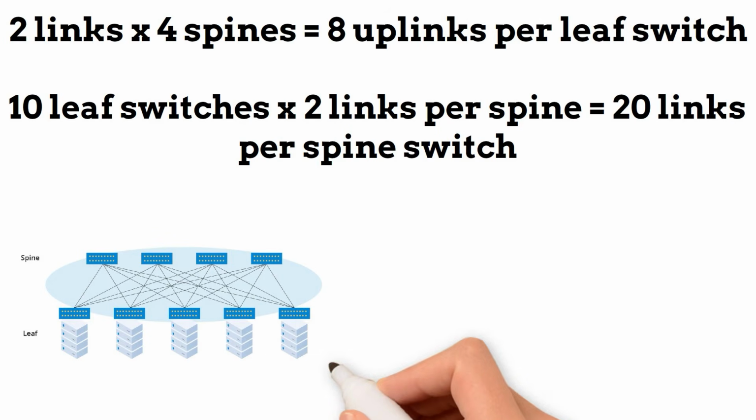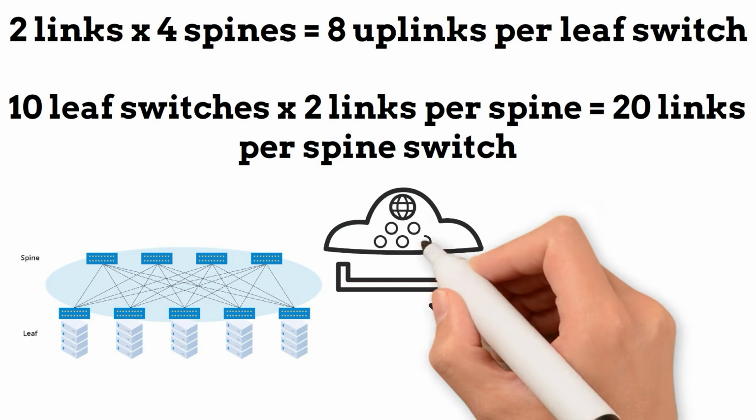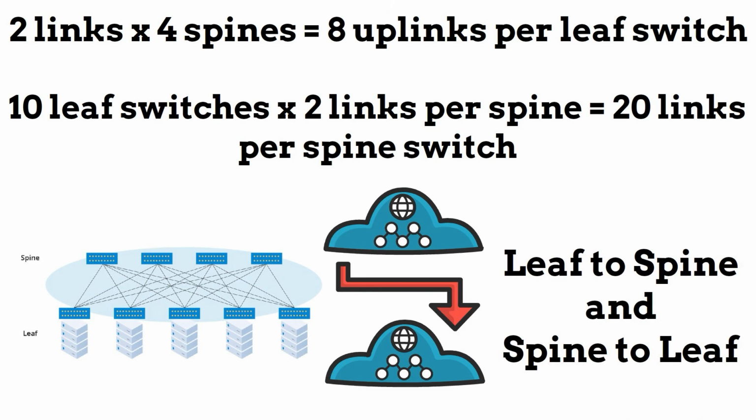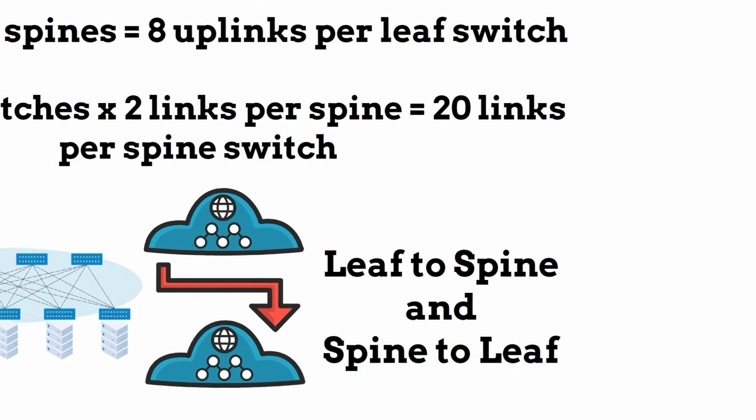Traffic from a server on rack 1 can get to a server on rack 16 in just 2 hops, leaf to spine and spine to leaf. This keeps latency incredibly low, around 4.5 microseconds across the entire fabric.